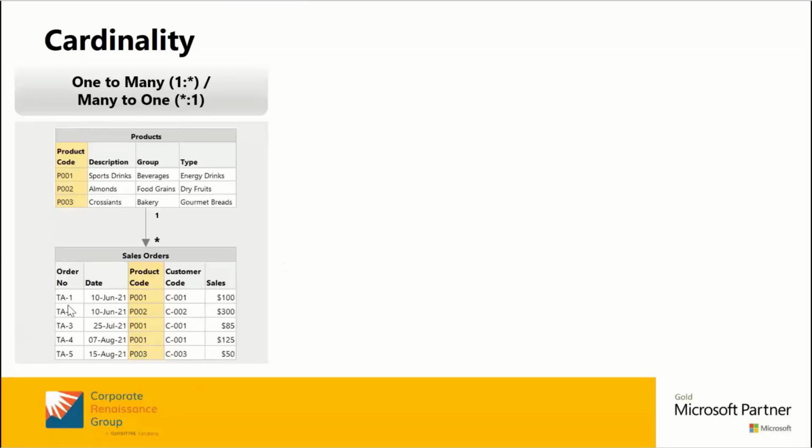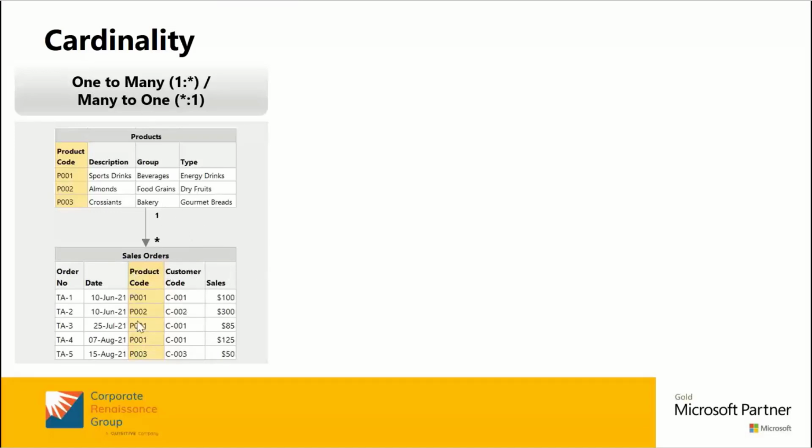If you see this diagram, I have two tables. Product is a dimension table, sales order is a fact table, and I have linked both the tables using product code. In the product table, because it's a dimension table, the values in the product code are unique, meaning this P001 has a single record in this table. This P001 will never appear in any other record. So I have one single record for each product. So these values are unique, and that is the reason this becomes the one side of the table. We call it the one table, and it is denoted by either 1 or just one.